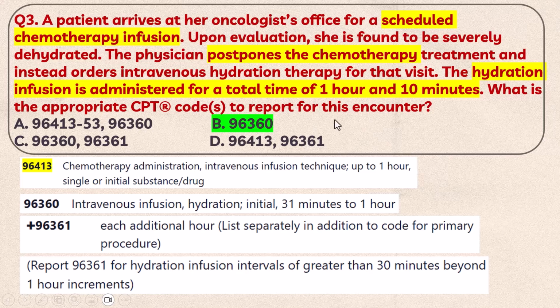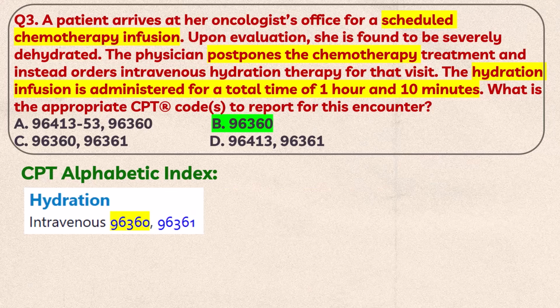So if you encounter this case in real working world, you have to use the alphabetic index. So in the alphabetic index, here there's no chemotherapy, only the hydration given. So the main index term is hydration. Then go for the subterm intravenous. It will lead to the following 2 codes. Again, come back to the tabular list and confirm the answer. Once you confirm, the correct answer will be answer B.